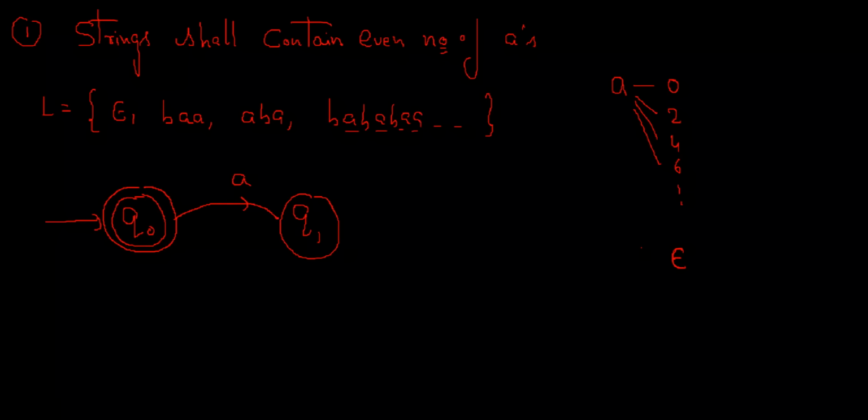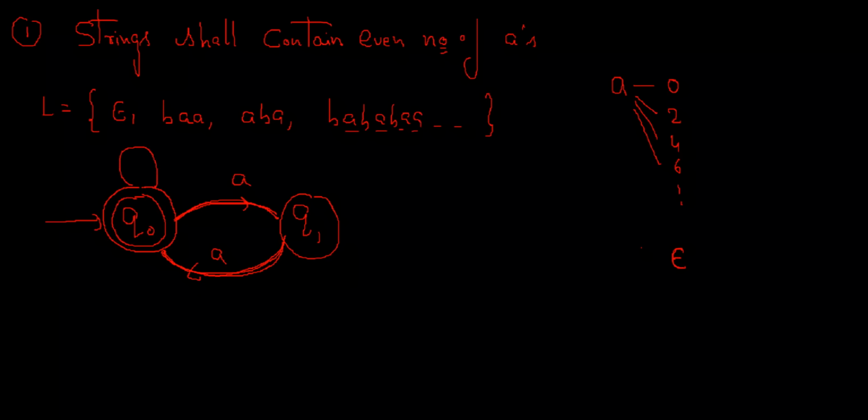If you have another A, that means for this A, I am pairing another A. This is going in the reverse direction to the initial state. So this is the first A and this is the second A. If you have another A, this is the third A and this is the fourth A. So for every even number of A's, we are coming to the initial state. That is now the final state.